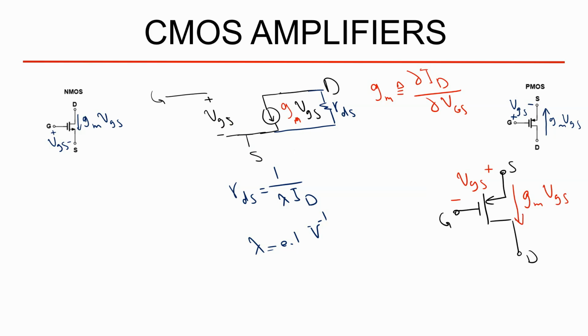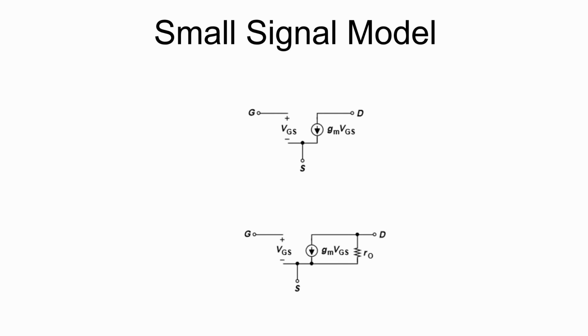So just to recap this video, for a small signal model we have this one as a simple small signal model which neglects the channel length modulation. If you consider the channel length modulation, you add RO between drain and source, and these models are valid for NMOS and also PMOS.